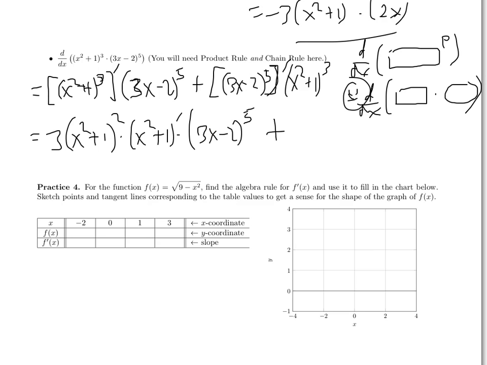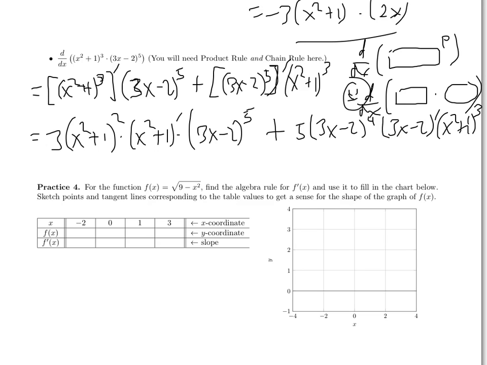Plus, now I got to do it again. I have this derivative, again, by the chain rule. That's 5 times 3x minus 2 to the 4th times the derivative of 3x minus 2. All of that is the derivative of this piece. And I still have to multiply by this guy, so times x squared plus 1 cubed. So to finish the problem, I now have it down to I only need to know what this derivative is, which is just 2x, so that's not bad. I need to know what this derivative is, which is just 3, and so that's not too bad.